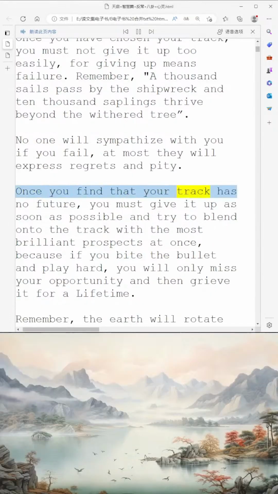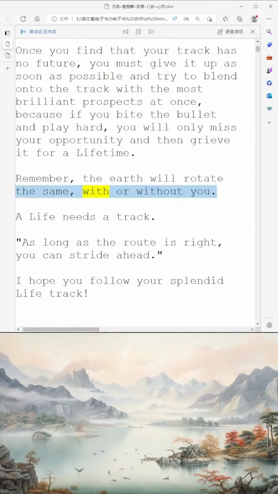Once you find that your track has no future, you must give it up as soon as possible and try to blend onto the track with the most brilliant prospects at once, because if you bite the bullet and play hard, you will only miss your opportunity and then grieve it for a lifetime. Remember, the earth will rotate the same, with or without you. A life needs a track. As long as the route is right, you can stride ahead. I hope you follow your splendid life track.